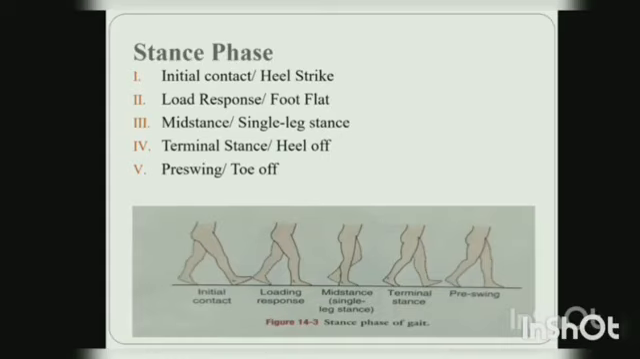Okay, now what is actually foot flat? The name itself describes it. It is the point at which the foot fully contacts the ground.